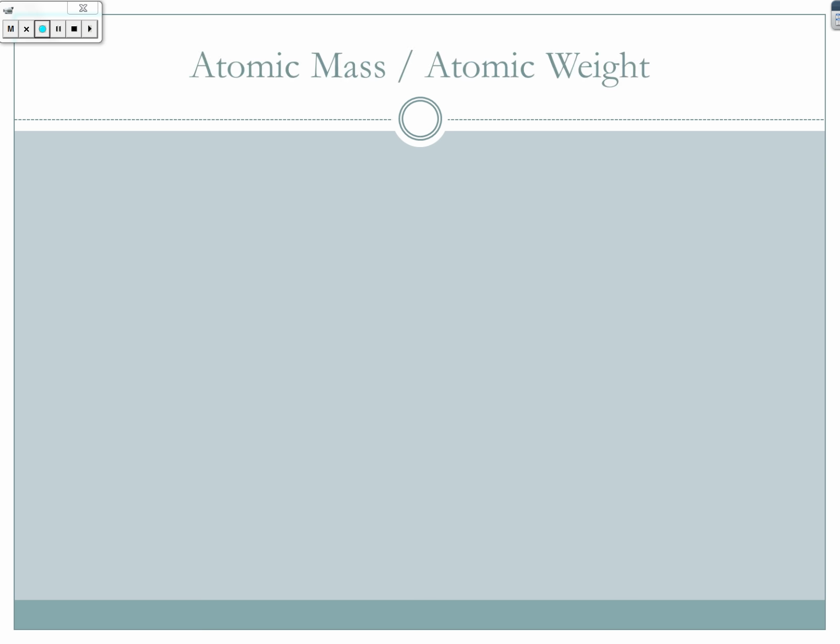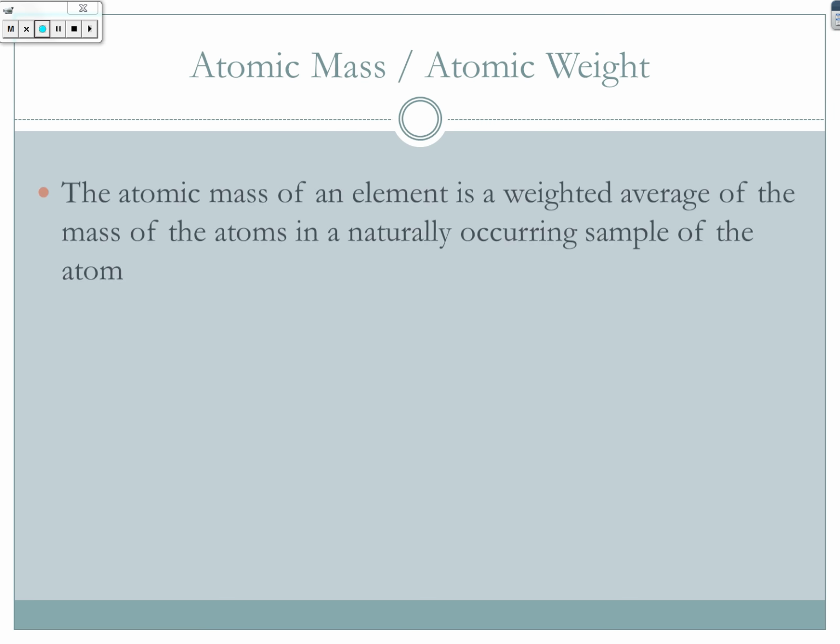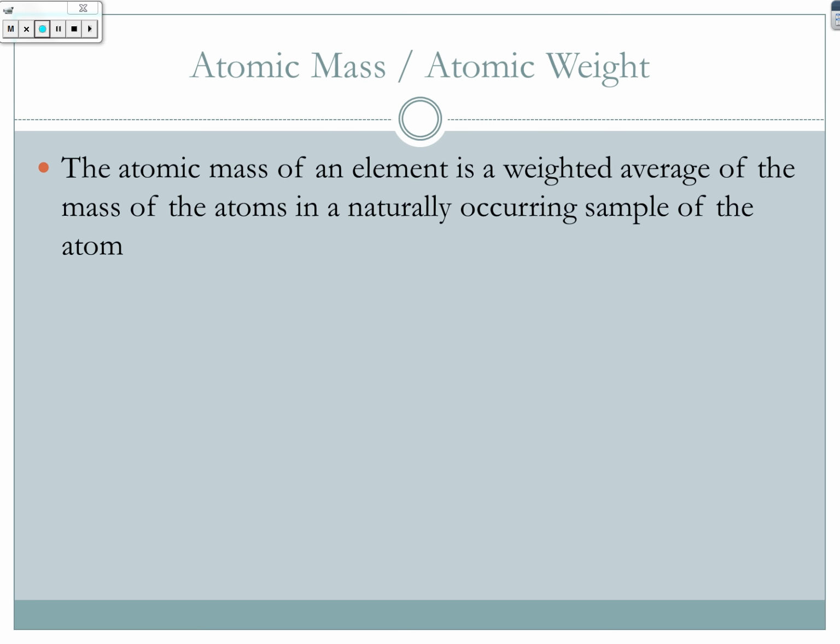Atomic mass or atomic weight. Now, either of these titles is completely appropriate. It's just a different vocabulary style, and different books utilize different vocabulary. So I'm trying to introduce you to both of them to remember that they are the same. The atomic mass of an element is a weighted average of the mass of the atoms in a naturally occurring sample of the atoms. This means that the atomic mass of carbon is the weighted average of all the different atoms of carbon, what each of those individual atoms weighs.